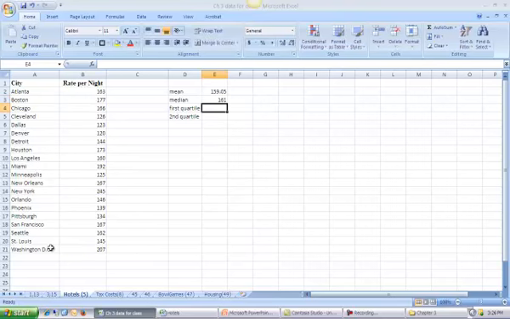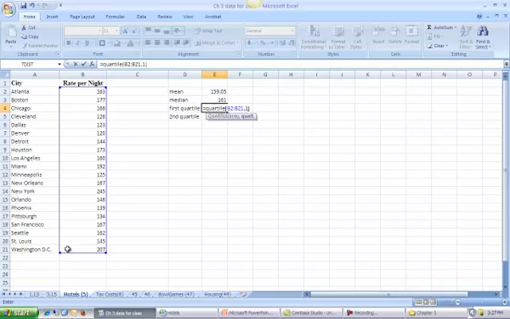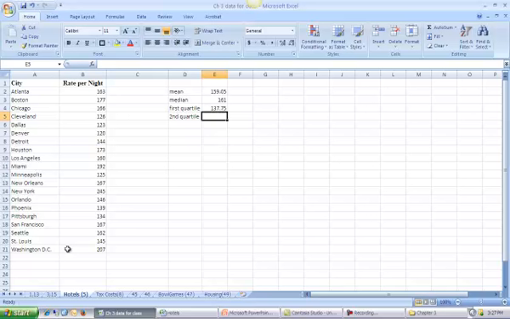The first quartile, highlight my data, and the first quartile or 25th percentile, I select 1. So my 25th percentile is $137.75. In other words, 25% of the hotel rates per night are less than $137.75. My second quartile, I'm sorry, it asked for my third quartile, not my second quartile.